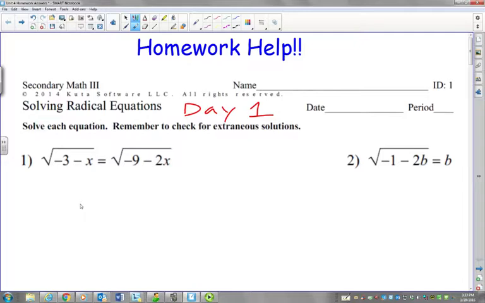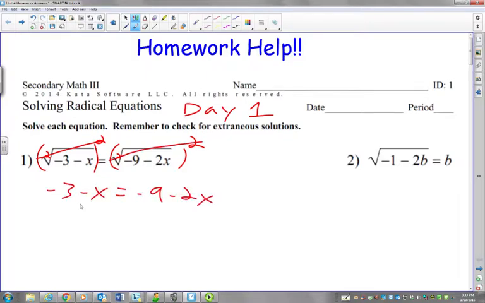When you see square roots on both sides of the equation, the index there is a 2, so we want to raise both sides to the power of 2. That cancels out the square root symbols, leaving us with negative 3 minus x equals negative 9 minus 2x.